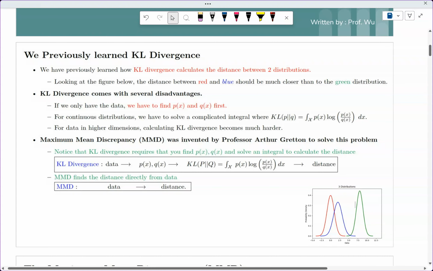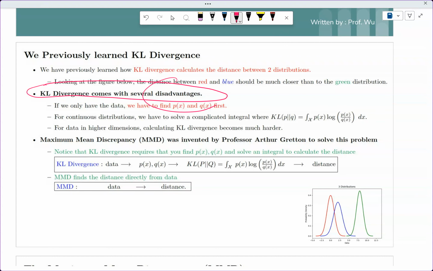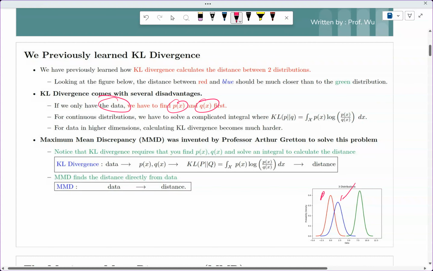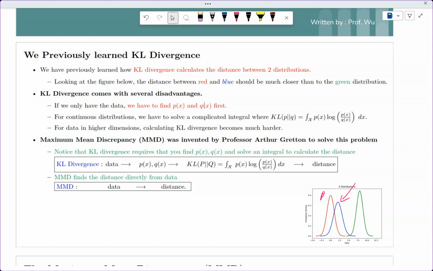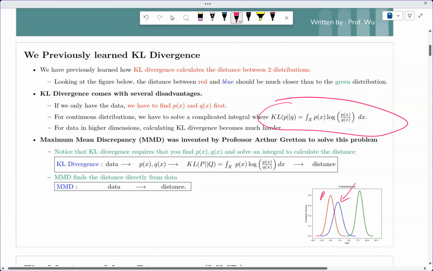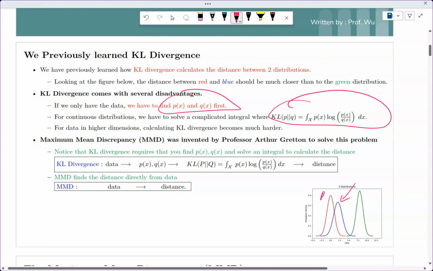Now, KL divergence has some disadvantages. One is that if we only have the data, then we essentially need to get P of X and Q of X. So if this is P of X, the red, and Q of X is this one, we need to identify the distribution first. There's some loss in there; you may not always get a really good representation of the probability distribution, which could be annoying. And for continuous distributions, we would need to solve a complicated integral as well. Calculating this integral is doable, but it could get annoying. So you have to identify the distribution, then solve the integral, and then finally you have the value.